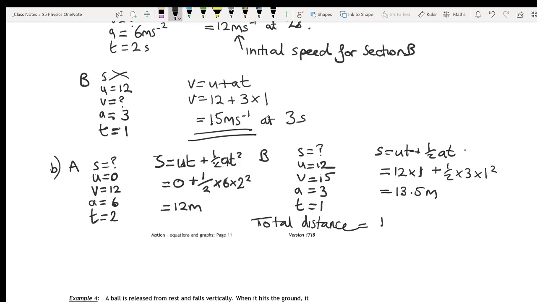Can you just use average velocity equals displacement over time? Yeah.